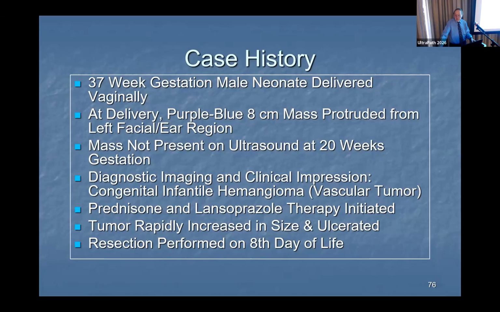The diagnostic imaging and clinical impression was that this was a congenital infantile hemangioma, a vascular tumor. Vascular tumors usually respond quite well to steroids and beta blockers, and so that's what therapy was initiated with in this child. Unfortunately, instead of involuting, it rapidly increased in size, and they had to do a resection on day 8.